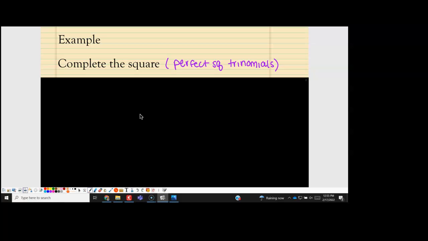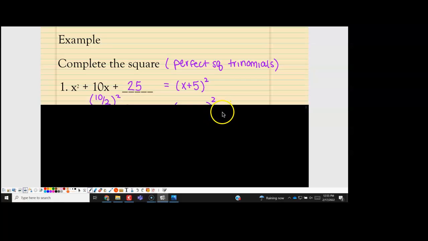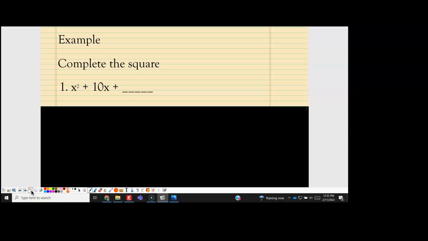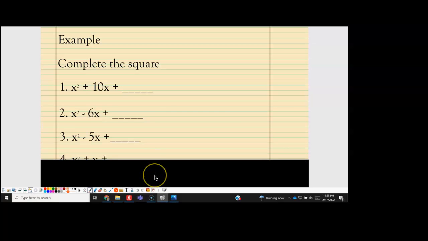So we're going to do that by taking the middle term, squaring it, and then adding it. So in number 1, my middle term is 10. So we take 10 divided by 2, square it. So 10 divided by 2 is 5. 5 squared is 25. So we have completed the square by adding 25.